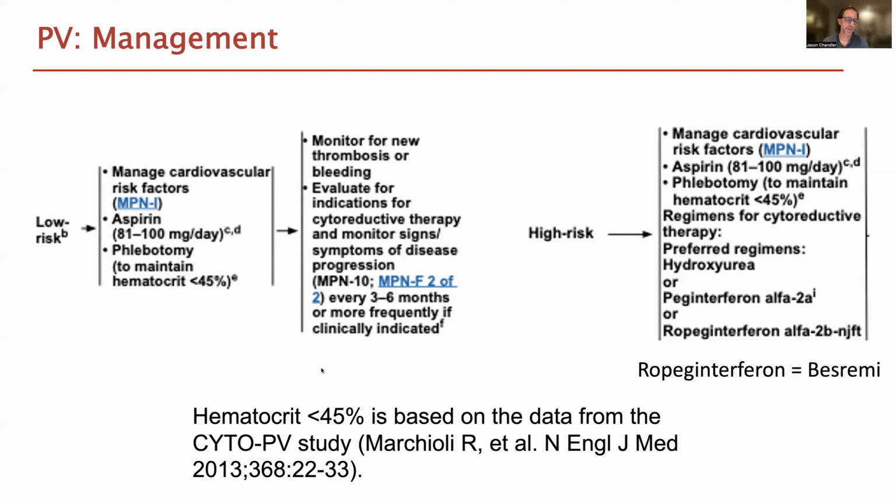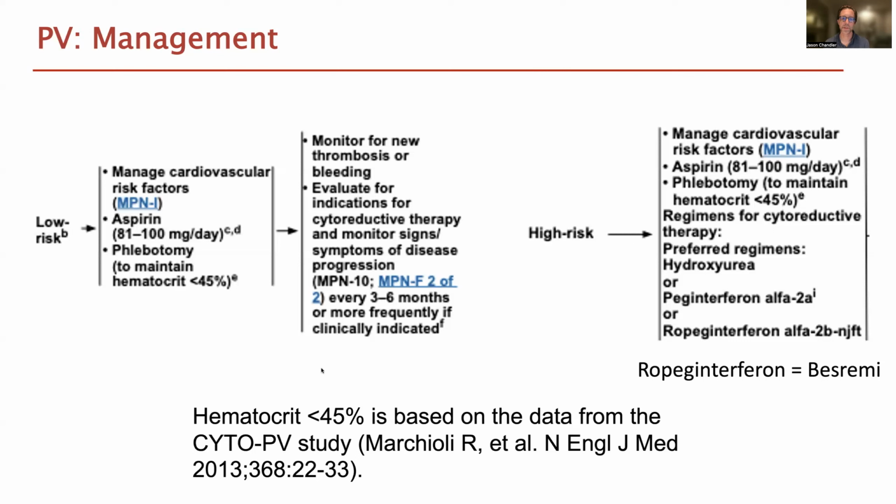And that was based on a study at the bottom, the reference, the CytoPV study in the New England Journal of Medicine. And basically, they looked at two different levels, trying to get the hematocrit to 48 versus 45. And the patients did better with fewer events like strokes and blood clots at 45 than they did at 48. Now, in that situation, they don't recommend cytoreductive chemotherapy unless you're failing or not able to do this.